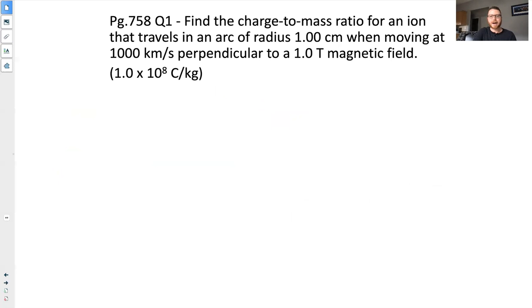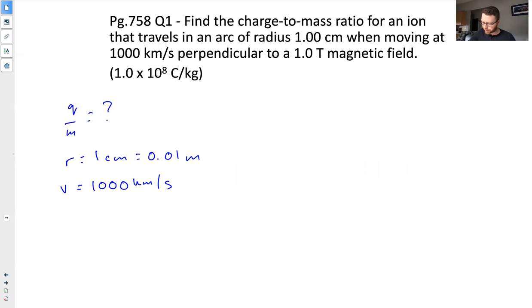Okay, so this question here: find the charge to mass ratio. So we're looking for Q over M, the charge to mass ratio for an ion that travels in an arc of radius 1 centimeter. I'm going to convert that to meters right now, which is 0.01 meters. We know the speed is 1,000 kilometers per second, so let's change that to meters per second. This is 10 to the 3 kilometers per second, so this is 10 to the 6 meters per second. And we also know the magnetic field strength is 1 Tesla.